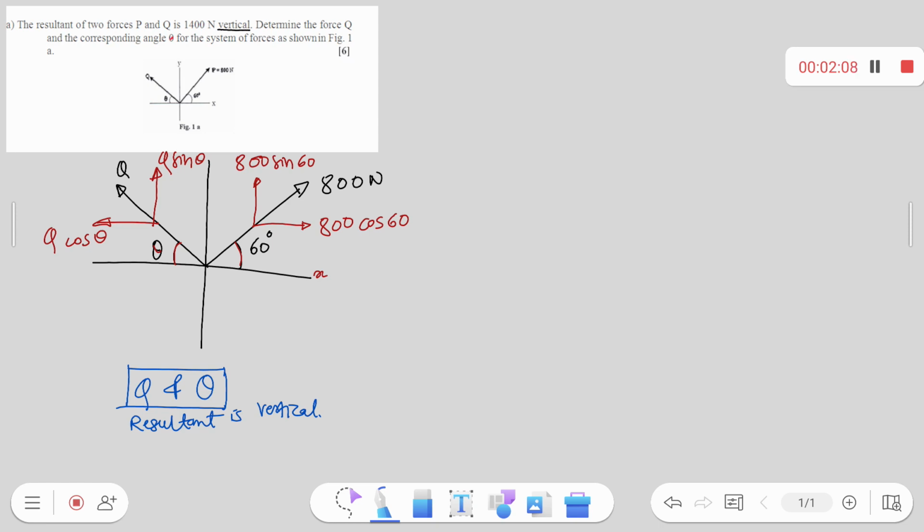Now, after resolution, you are going to use the summation Fx and summation Fy. As you know, the summation Fx equals Rx. But in this question, they said the resultant is acting vertical, which means the Rx component of the resultant is 0. Since the resultant is acting vertical, summation Fy equals Ry equals 1400 Newton. I'm going to use this condition first.